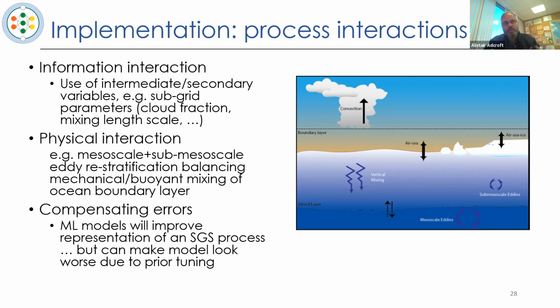And we often tune the model, and I'm using the word tune here, should I say honestly, because that's what we do. After we tune the model, we often balance errors in one parameterization, either because the parameterization is no good or because it's missing some interaction with another process, in order to minimize our overall errors. And that's what we refer to as compensating errors, that we're balancing errors in one place by changing a parameterization that shouldn't really be having to do that job.